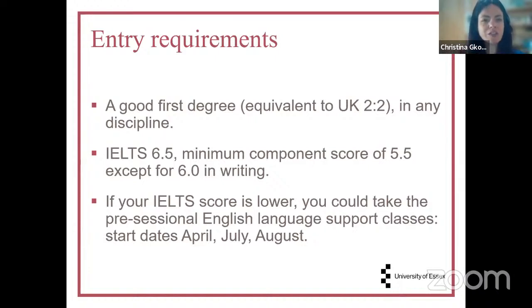In terms of the English language entry requirements, we are asking for a specific IELTS score. That's the IELTS overall score of 6.5. For each of the components, we are asking for a minimum score of 5.5, except for writing. For writing, we are asking for 6. This means that in listening, in speaking, and in reading, you can have at least 5.5, but in writing, we are asking for at least 6.